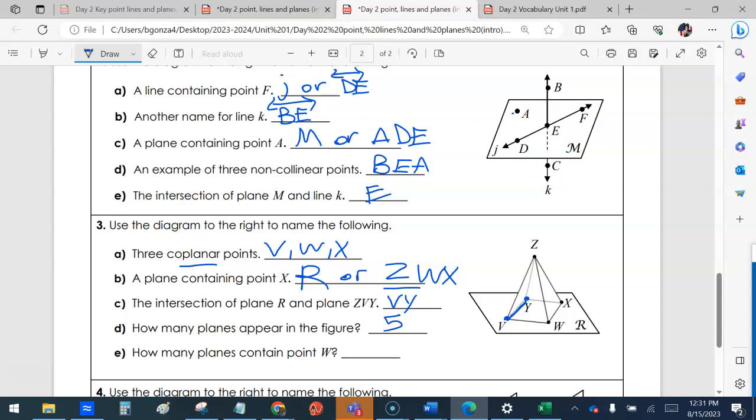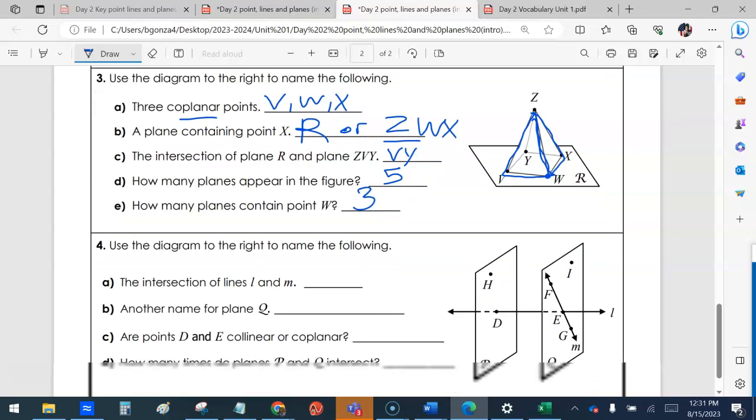And how many planes have W on it? Let me tell you. W is on the bottom surface. And technically that W is part of this triangle and this triangle. Right? So that's 3 planes that W is a part of. Stick with me. We're going to finish this out real quick.